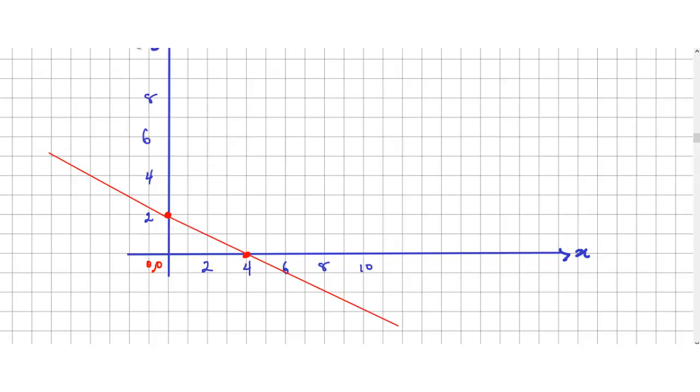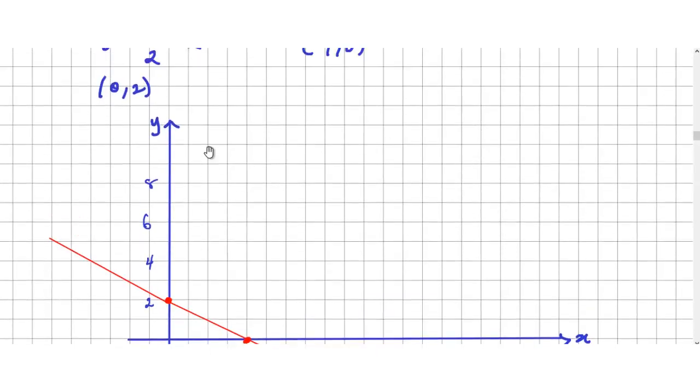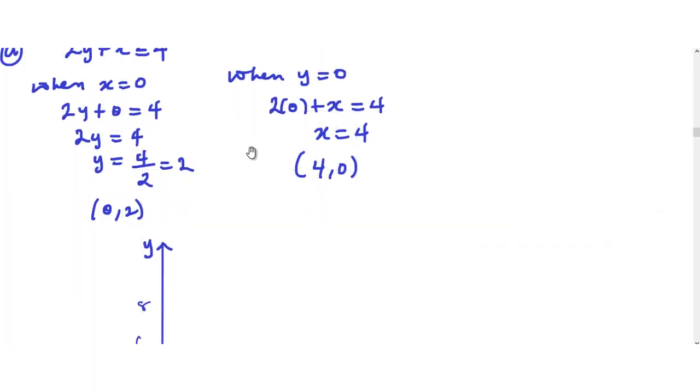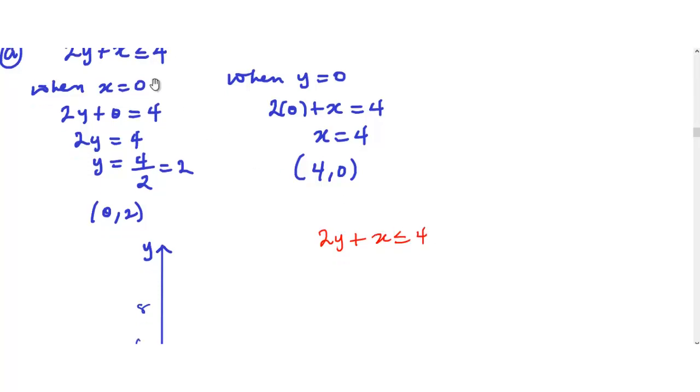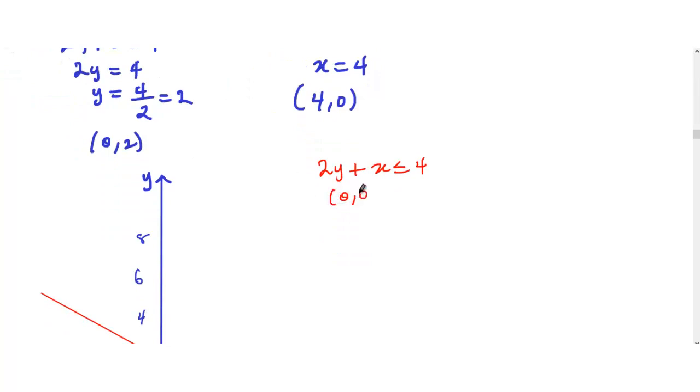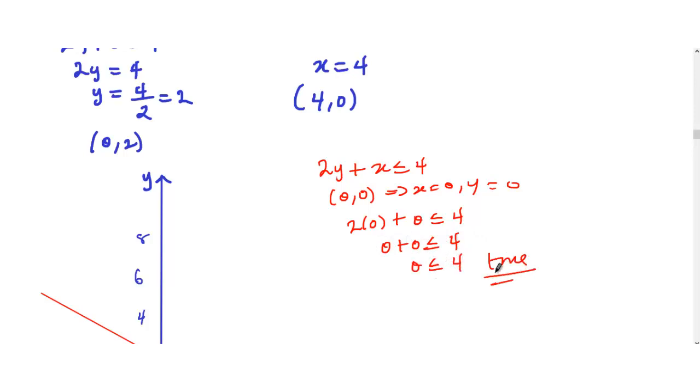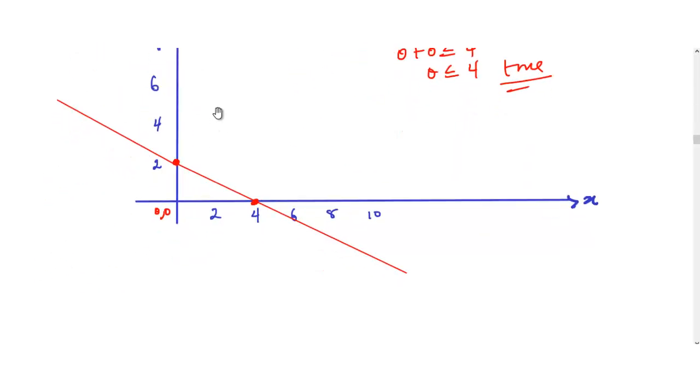Now the next thing we need to look out for is whether the equation satisfies the origin. How do we know if the equation satisfies the origin? The original equation is 2y plus x is less than or equal to 4. The question is, does it satisfy the origin 0, 0, meaning that x is equal to 0 and y is equal to 0? So 2 into bracket 0 plus 0 is less than or equal to 4. 2 times 0 is 0 plus 0, so 0 is less than or equal to 4, which is true. Since it satisfies the origin, it implies that the graph will be shaded towards the origin.